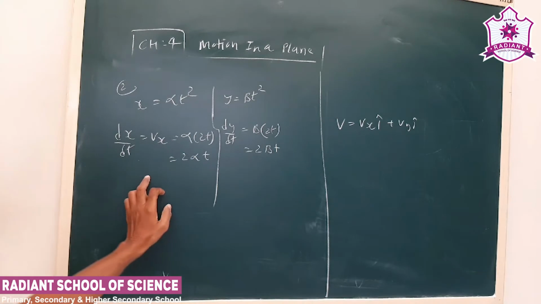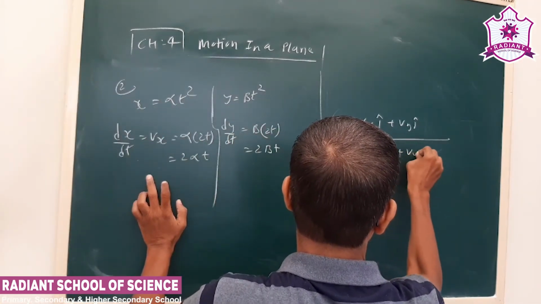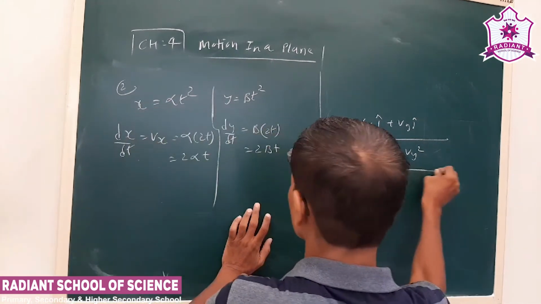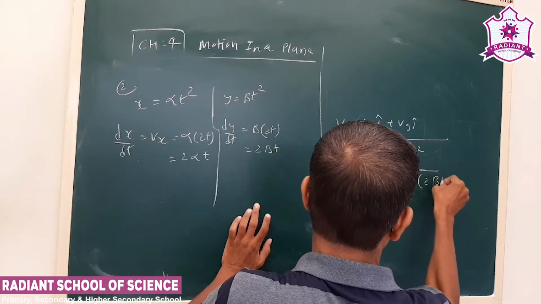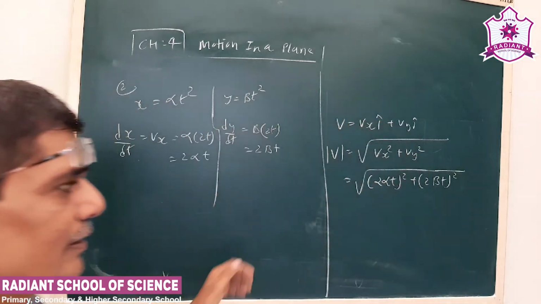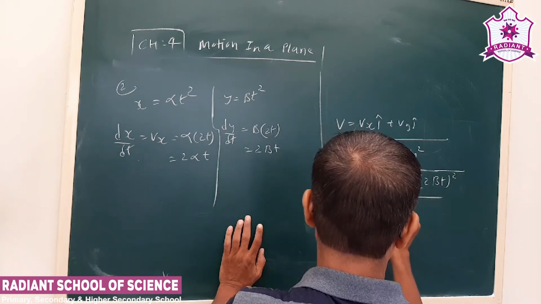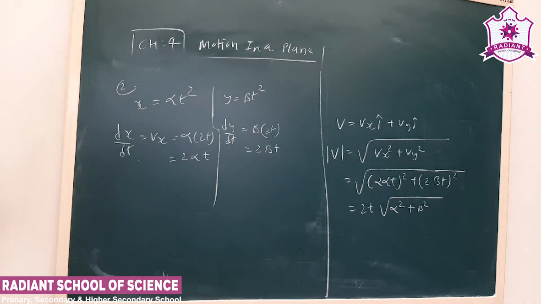Now if I substitute vx and vy here, the magnitude of the velocity is, see, 2t is common, times the square root of alpha square plus beta square. In the exam, you might be given the values of alpha and beta and also the value of t, so you can find out the magnitude of the velocity.